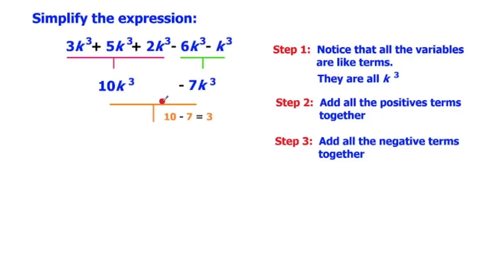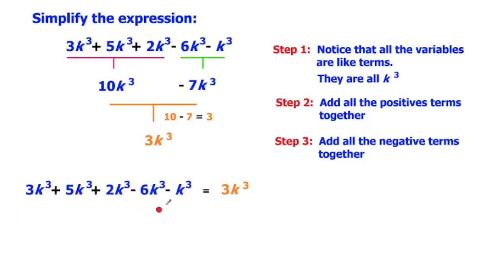So now we could take the coefficient of each of these k to the 3's and add them together. So we have a coefficient of 10 and a coefficient of negative 7. 10 minus 7 equals 3. So we have 3k to the 3. So our final answer is this. So when you simplify this expression, it just simply becomes 3 times k to the 3. And that's all there is to that problem.